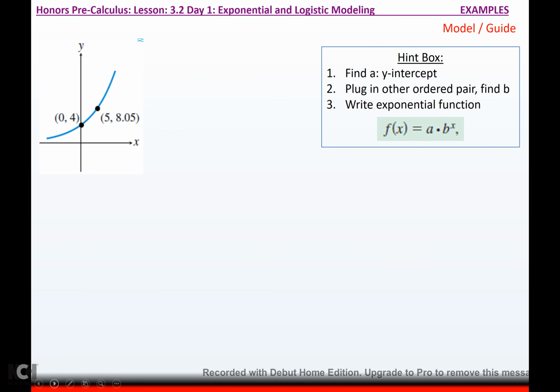Alright, same thing here, it's just that instead of giving you a whole bunch of ordered pairs, they only gave you two. The steps are still the same. You need to find your y-intercept. Well, there's where it's crossing the y-axis. So my y-intercept, which is my a, would be 4. And then you plug in the other ordered pair. That's going to be your y, or your f of x, and this is going to be your x.